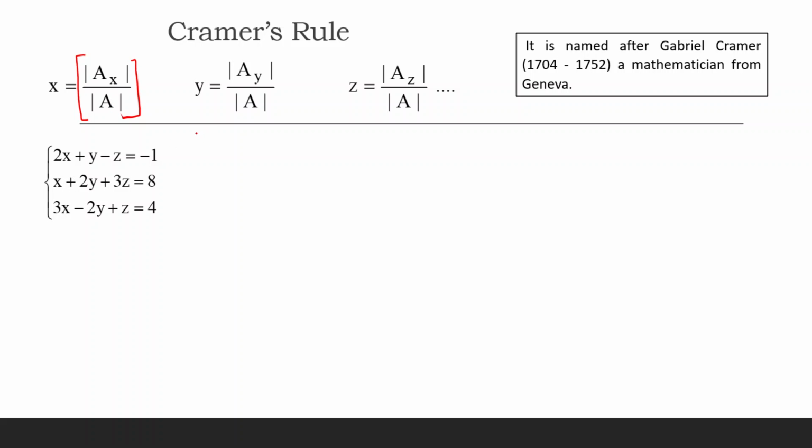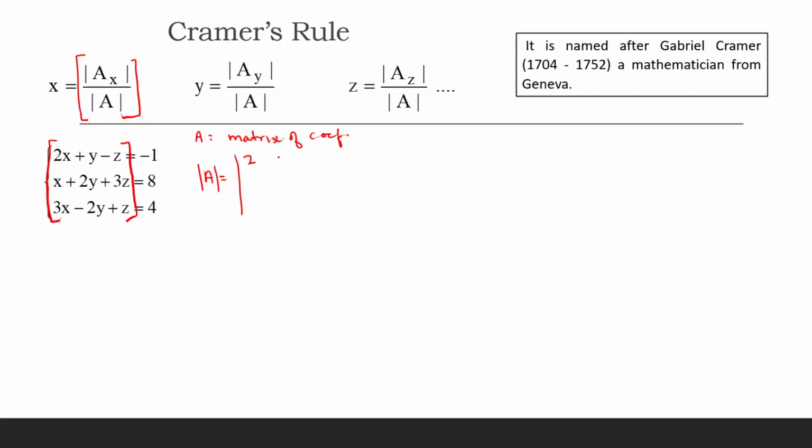So the question is, what is matrix A and what is matrix AX, AY, and so on? Well, A is just the matrix of coefficients. So we're going to take just the variable part and form a matrix of the coefficients, and then we're going to find its determinant.